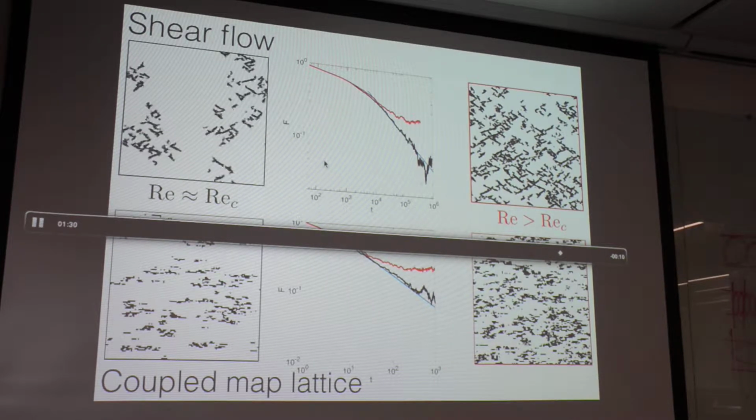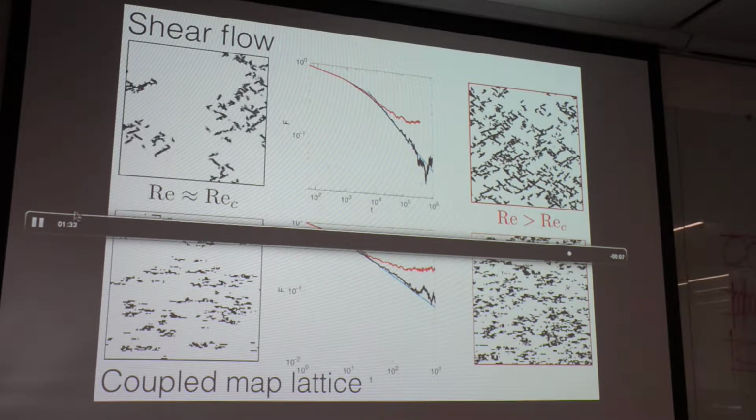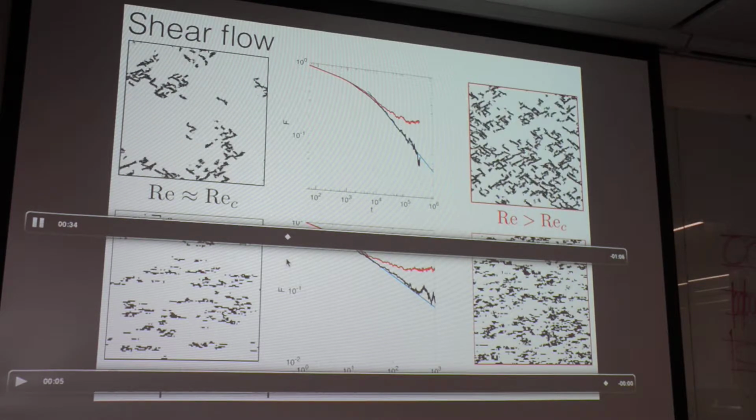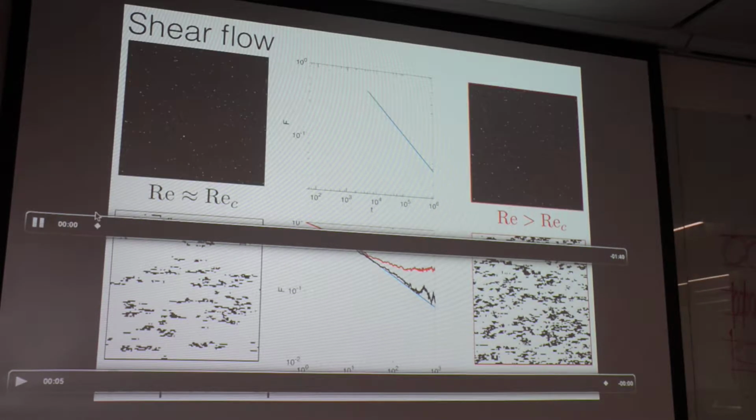Let me play it again now that I've said all this. We'll start again from the beginning. Here, the black on the left is about at the critical Reynolds number. The one at the right is above the critical Reynolds number. So the one at the right is going to saturate at a finite value. The one at the left is going to disappear.